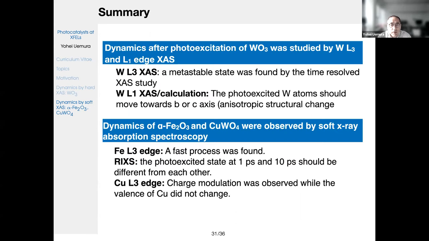Here's a summary of our photoexcited study of photocatalysts. We measured tungsten trioxide using soft and hard X-ray absorption spectroscopy, which reveals several different states of the photoexcited state. Also, we measured the hematite and copper-tantalate. Also, we measured the oxygen K-edge spectrum of hematite. Then we got several interesting photoexcited states in the transient spectrum.